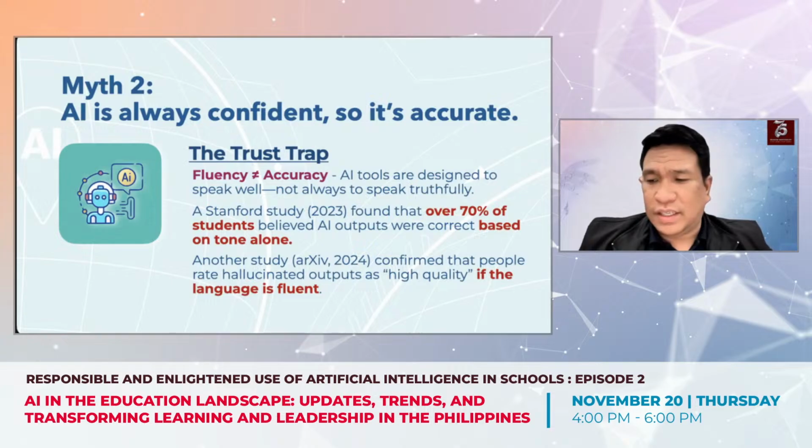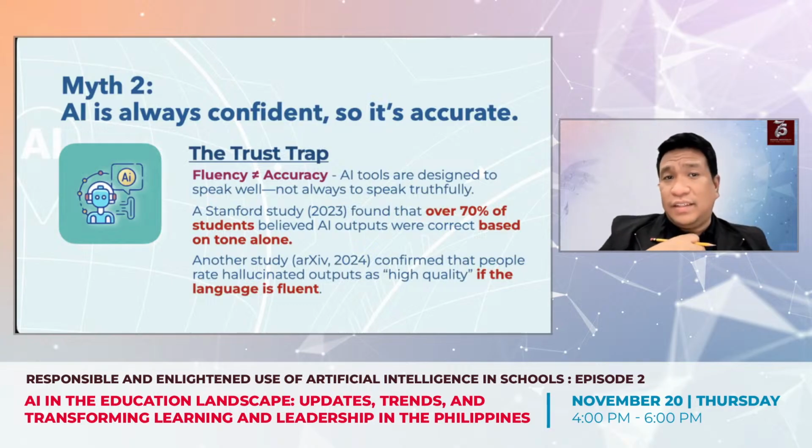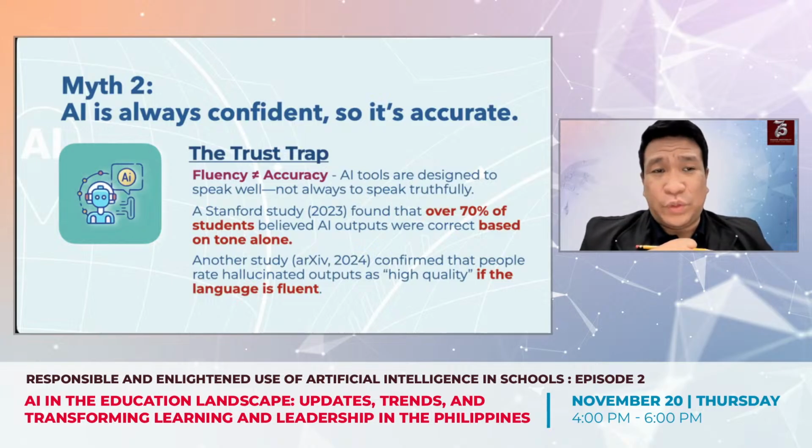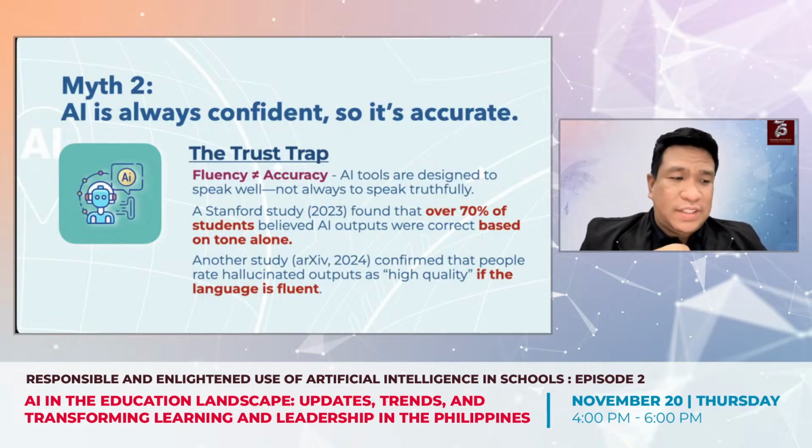So fluency is not always equal accuracy. A Stanford study in 2023 found out that 70% of students believed AI outputs were correct based on tone alone. Tone alone. So kung confident ang tone, sobrang galing ng tone, maniniwala actually ang mga students. In the survey, 70%. Okay? And in another study, confirmed that people rate hallucinated outputs as high quality if the language is fluent. O yun. Fluency is not equal to accuracy.